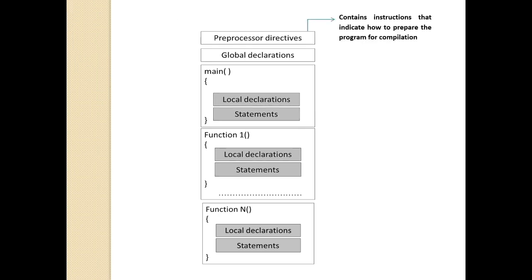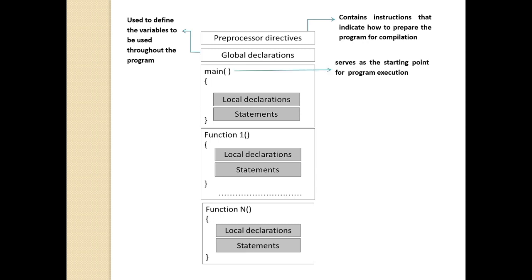The preprocessor directive contains the instructions that indicate how to prepare a program for compilation. We'll explain all these in detail while doing hands-on in Code::Blocks. Global declaration is used to define the variables to be used throughout the program, whereas local declaration is used only inside the function.